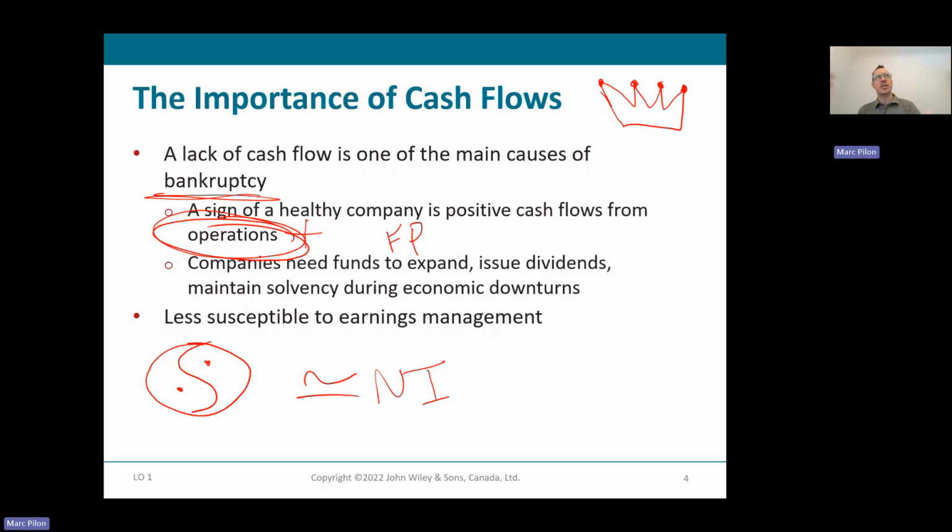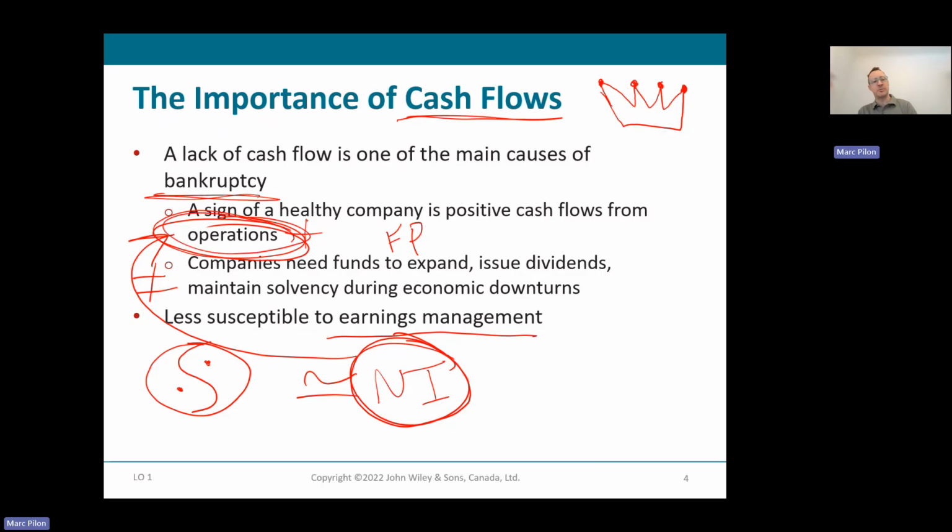So you can only hide so much and falsify net income so much until it starts not working with your operations, right? So while net income can be manipulated only for so long, it's actually really hard to manipulate cash flow from operations, right? Because it's cash in, cash out, and it should correlate over a few years. It should correlate with net income.